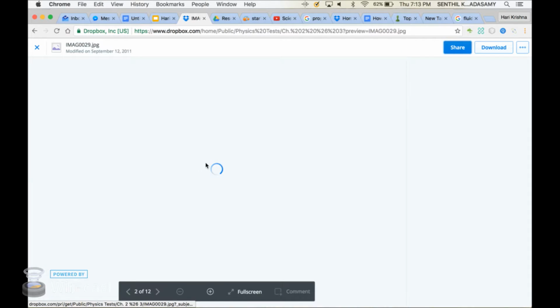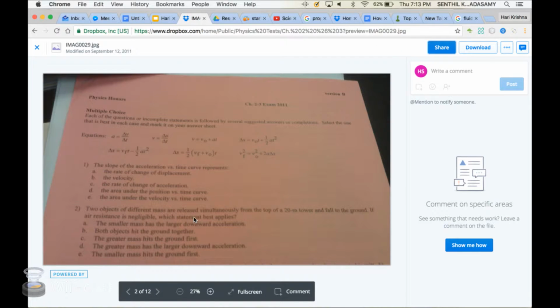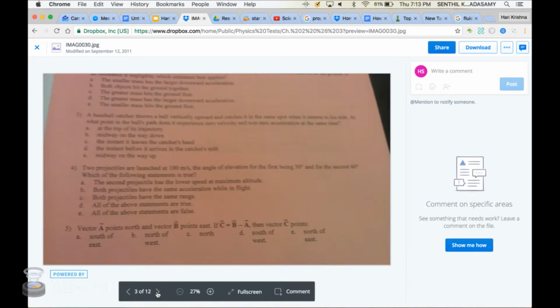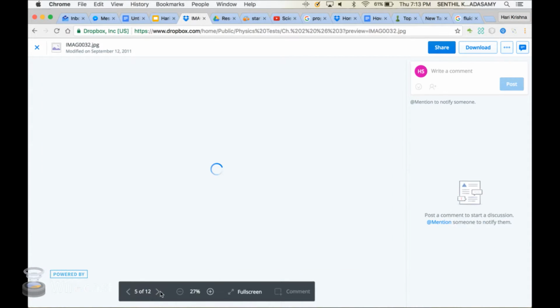Over here, the question is what the slope of the acceleration versus time curve represents. The units for acceleration are meters per second squared, and for time are seconds. So the slope will be in meters per second cubed, which is not velocity or position. So it will be the rate of change of acceleration. You should take a look at these problems. These are multiple choice.